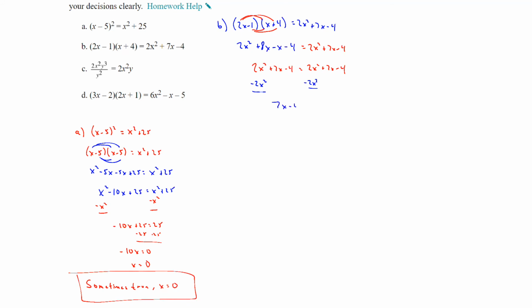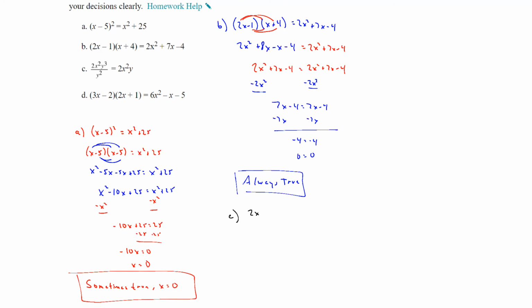If I subtract my 2x squareds, they cancel. If I subtract my 7x's, they cancel. And we're left with negative 4 equals 4. You can even add the 4's to both sides if you want. Either way, you're going to get 0 equals 0, which is always true. So all values of x will work in this case. So our answer to this one is always true, and we've justified that by solving. All right, on to part C.